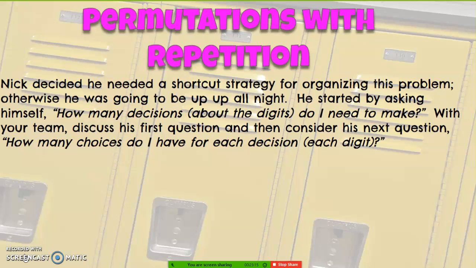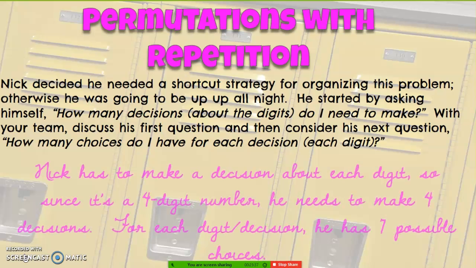He started by asking himself, how many decisions, remember these are our essential questions, how many decisions about the digits do I need to make? Think about how many decisions he needs to make and how many choices he has for each decision. Pause the video, jot down your thoughts. Nick has to make a decision about each digit. So since it's a 4-digit number, he needs to make 4 different decisions. And for each decision, he has 7 possible choices, because there are 7 possibilities for each digit.